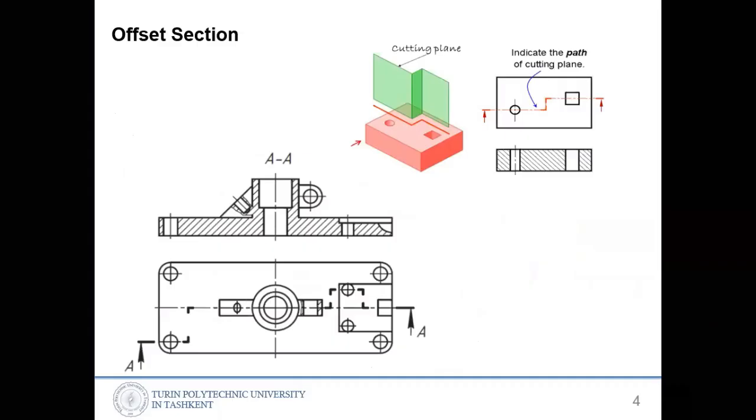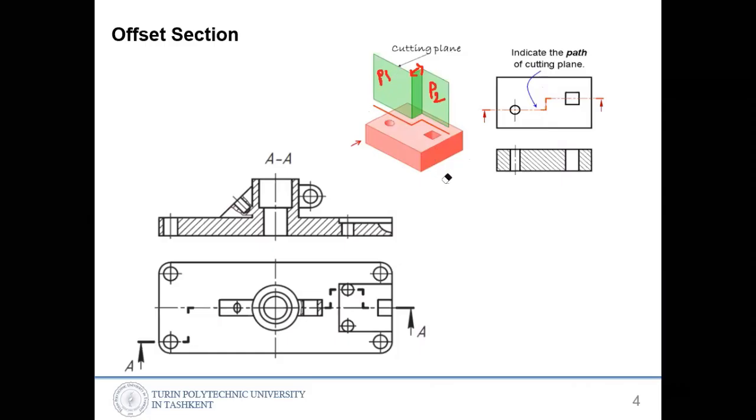So this is offset section. In offset section, we have two or more planes with some distance in between. Here we have plane 1, and there is another plane 2. In between there is a distance, an offset distance. So we are offsetting a plane. It's not a single plane; it comes with many planes.